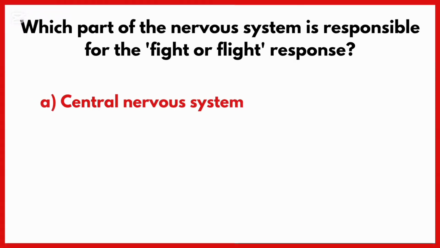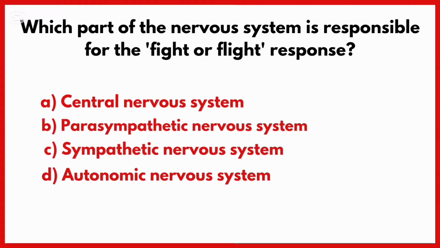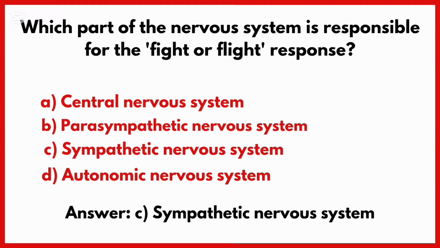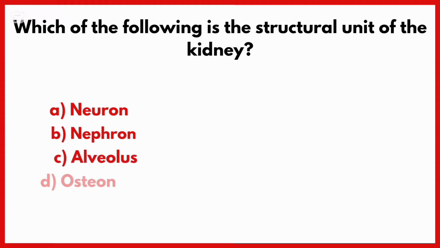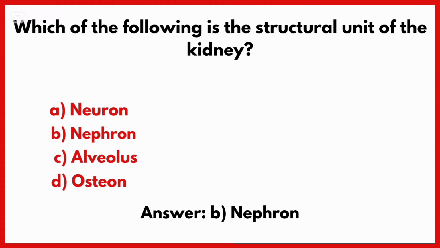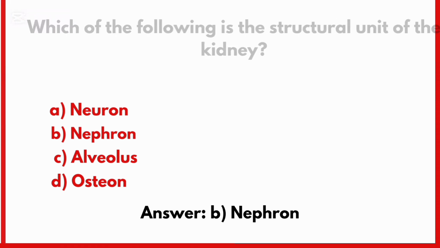Which part of the nervous system is responsible for the fight or flight response? Correct answer is option C, sympathetic nervous system. Which of the following is the structural unit of the kidney? Correct answer is option B, nephron.